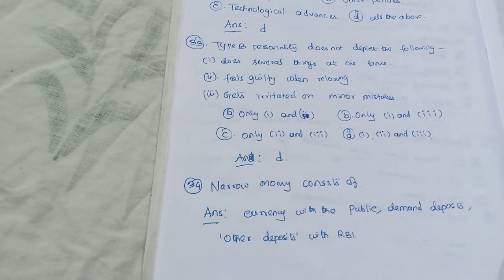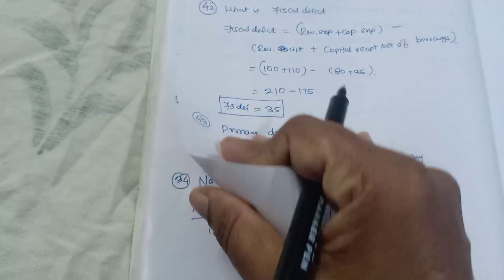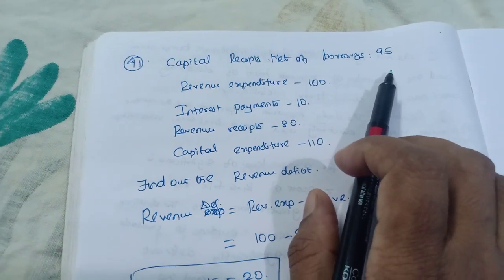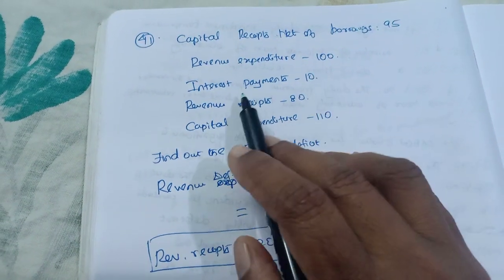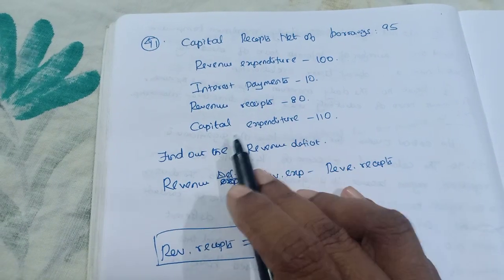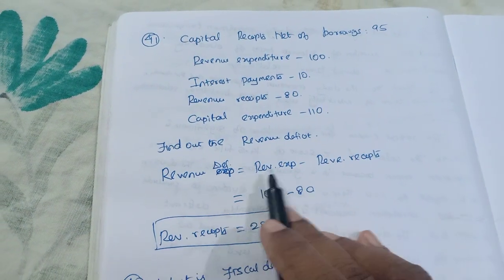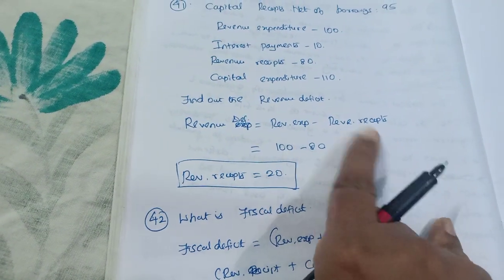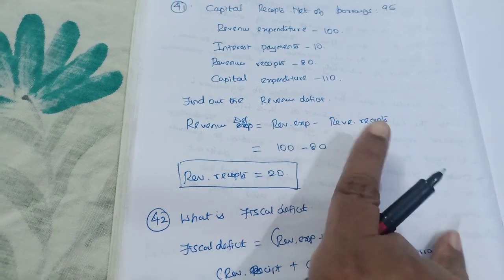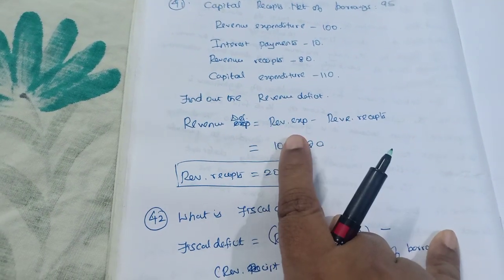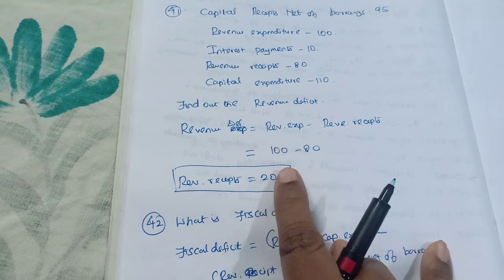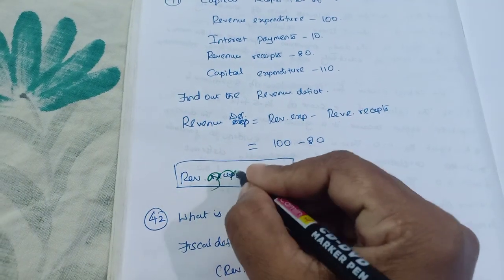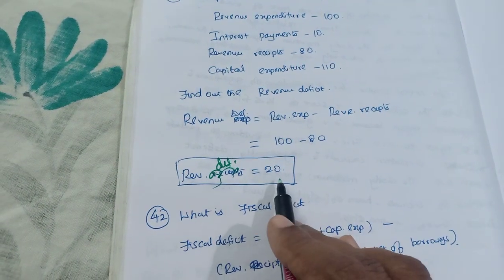And next one, capital receipts net of borrowings is 95, revenue expenditure is 100, interest payments is 10, revenue receipts 80, capital expenditure 110. Find out the revenue deficit. The formula for deficit is expenditure minus receipts. For revenue deficit, the formula is revenue expenditure minus revenue receipts. Revenue expenditure is 100 and receipts is 80. So revenue deficit is 20.